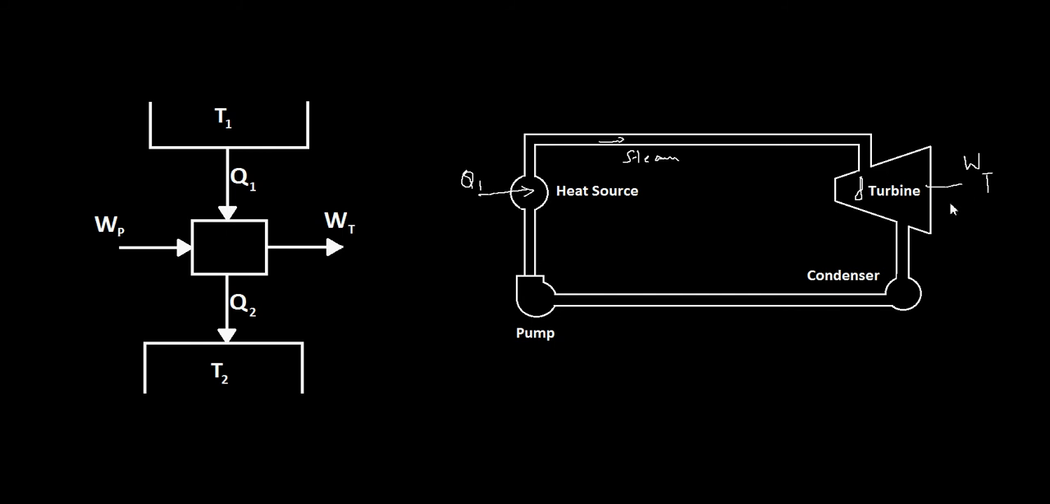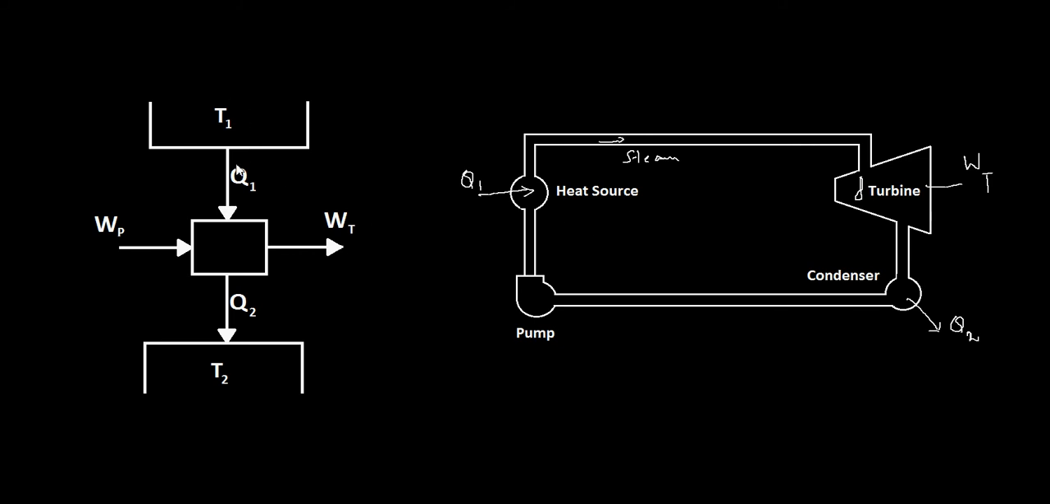Let's call it turbine work. And after releasing the energy, the steam will be condensed here, where it rejects some heat to the atmosphere or the reservoir or a heat sink, and then it becomes water. The water is pumped back to the boiler, or wherever you supply the heat, and the cycle thus completes.